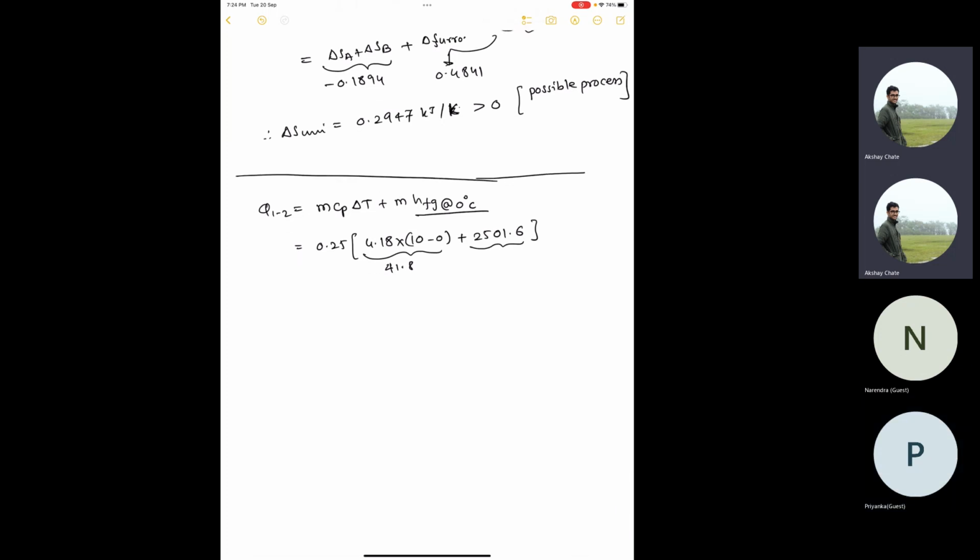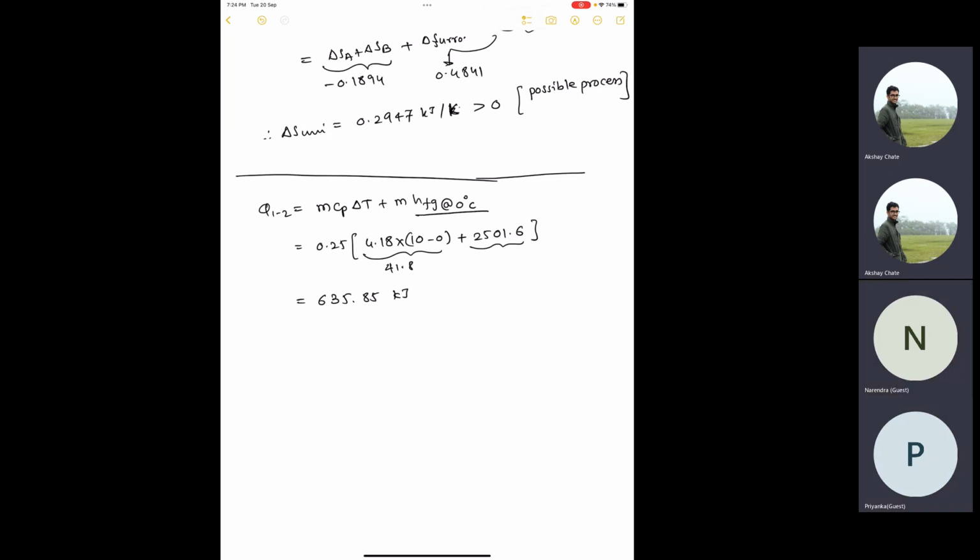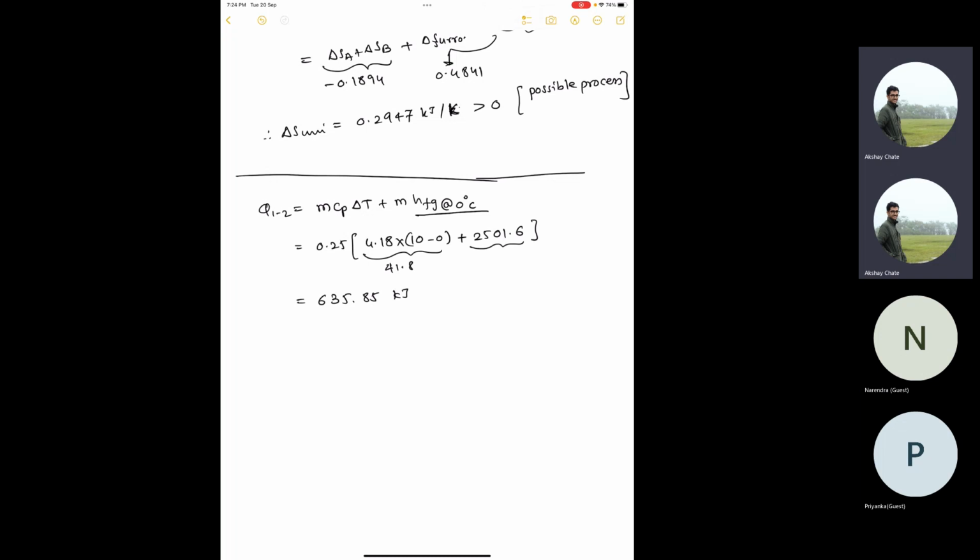If you do a simple calculation, 41.8 plus 2501.6 divided by 4, you'll get Q as 635.85 kilojoule. And what they are getting here, they have not mentioned it. There it is mentioned as 93.8.